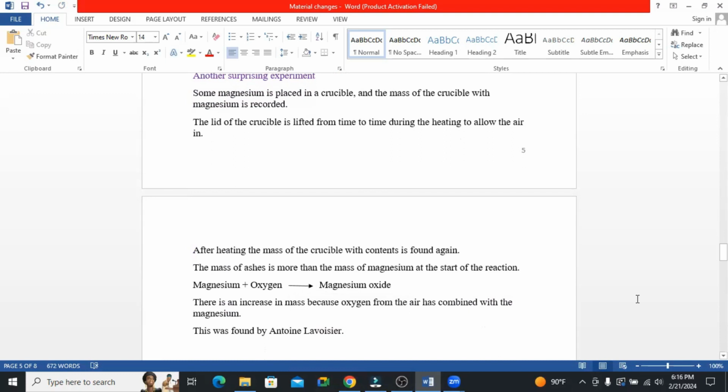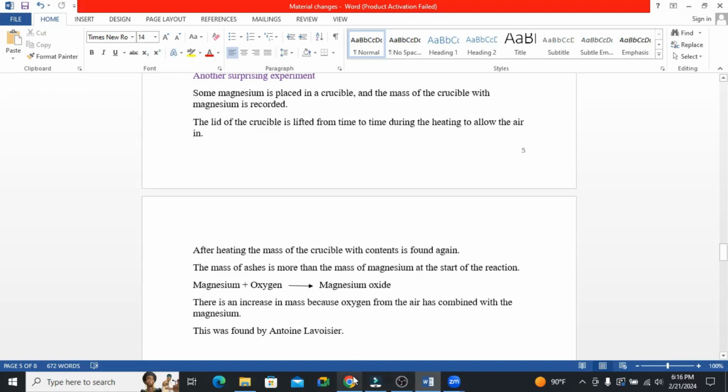Then we are putting it into a crucible. It's a pot-like instrument. Then when we heat, we will see what happens. The lid of the crucible is lifted from time to time. While we are doing the experiment, we are lifting the lid of that crucible. Then when we are lifting, the air in the environment is entering into the crucible.